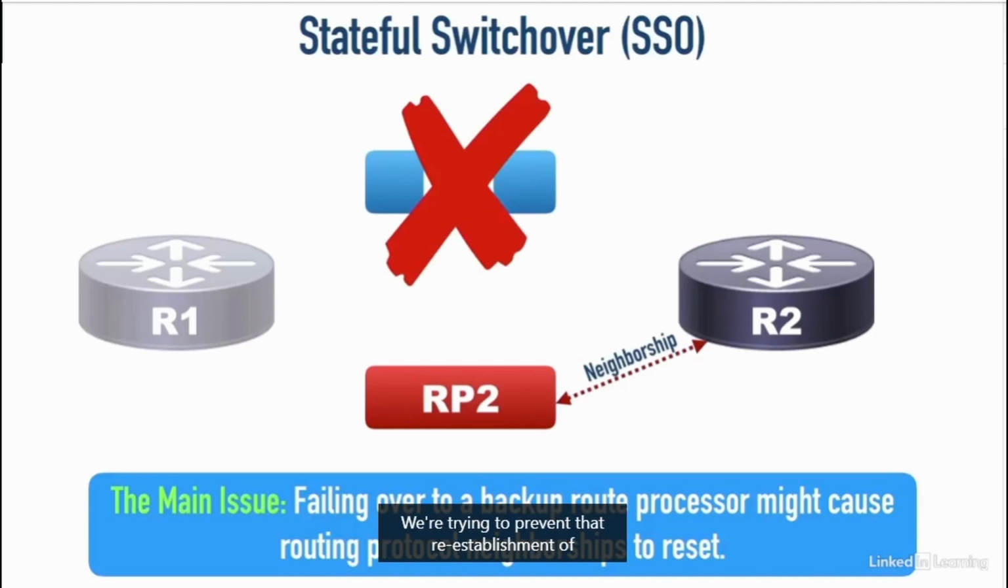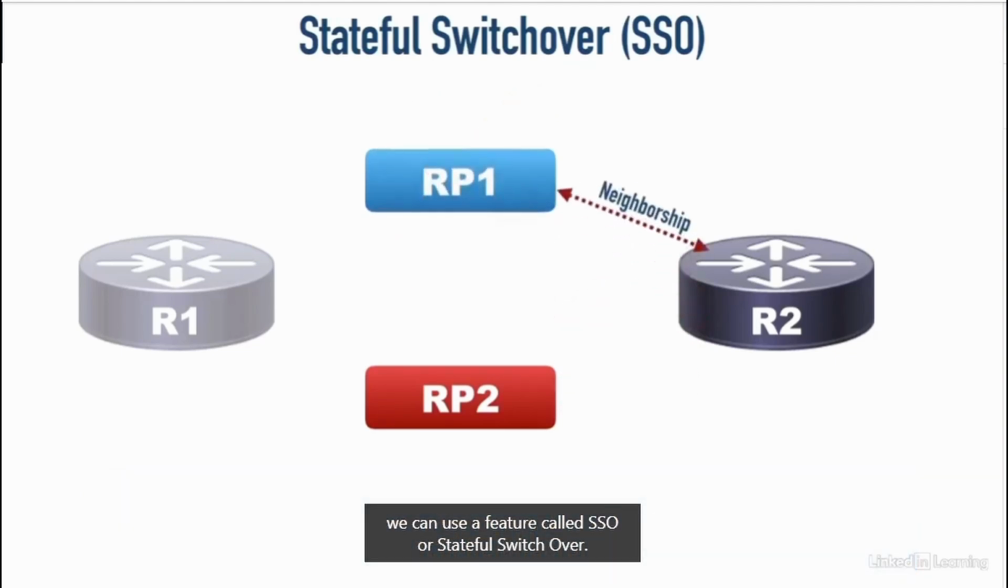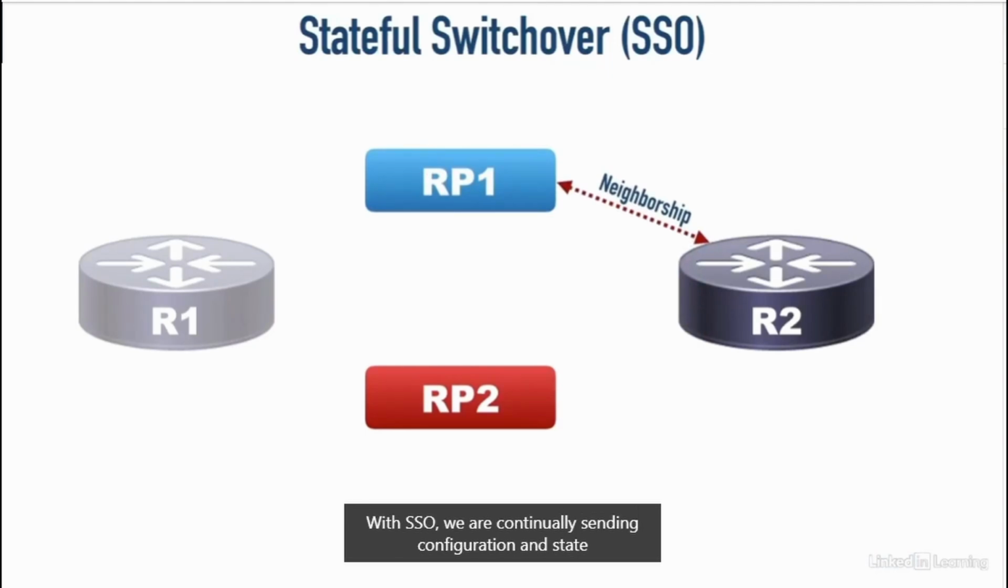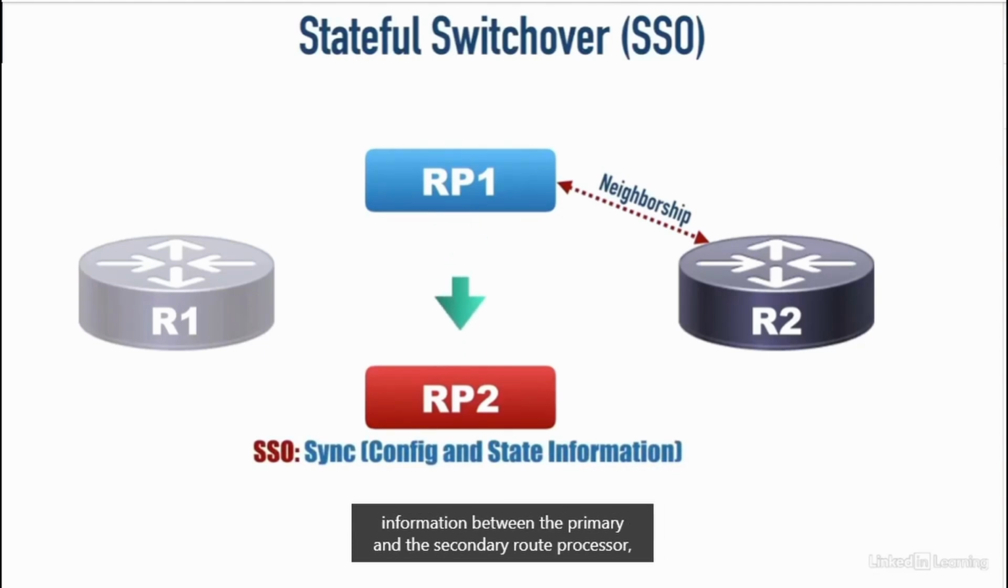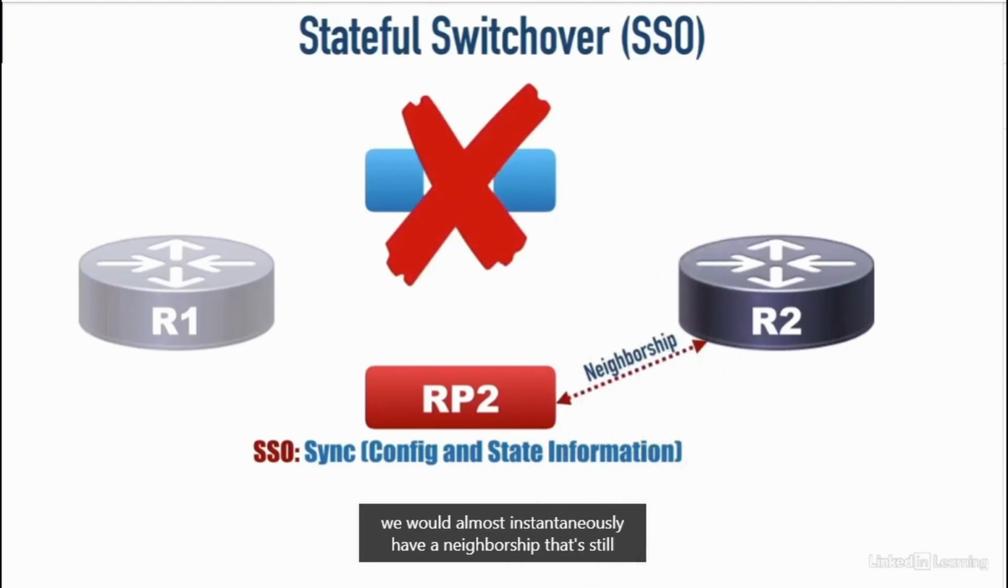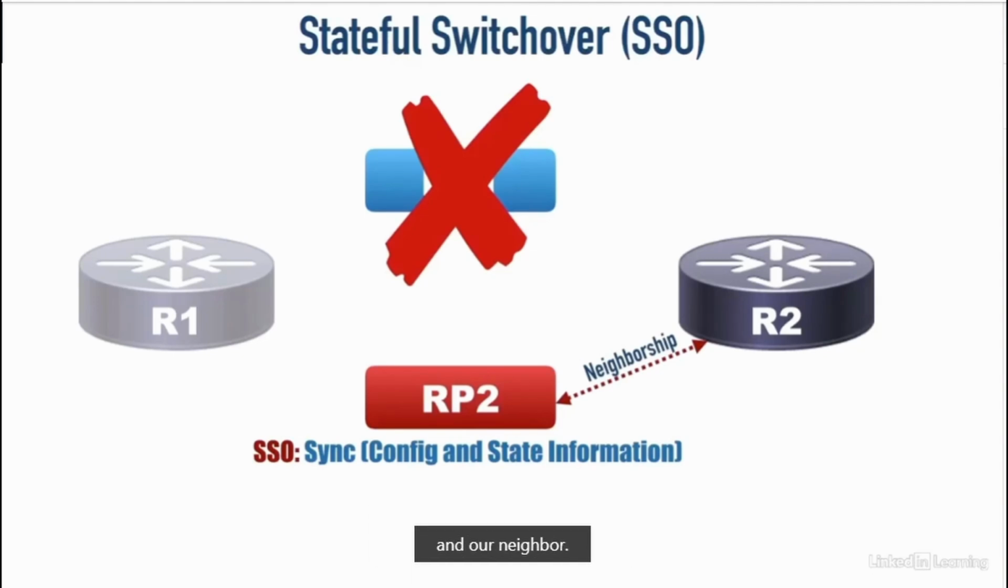We're trying to prevent that reestablishment of a neighborship when we're failing over between a primary and a secondary route processor. To address that main issue, we can use a feature called SSO, or Stateful Switchover. With SSO, we are continually sending configuration and state information between the primary and the secondary route processor, meaning that if we did lose the primary route processor, we would almost instantaneously have a neighborship that's still up and available between our backup route processor and our neighbor.